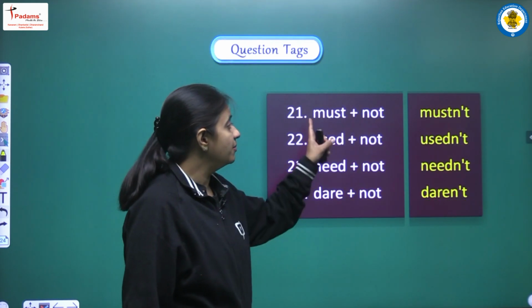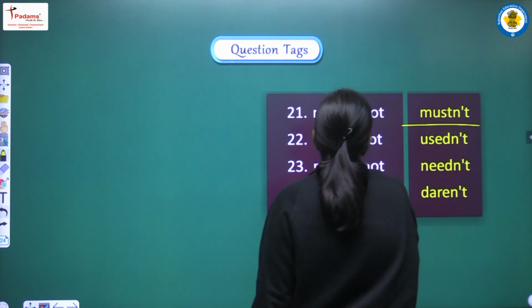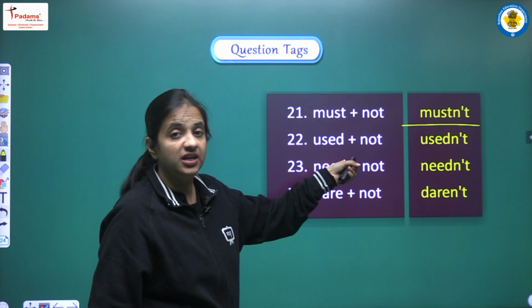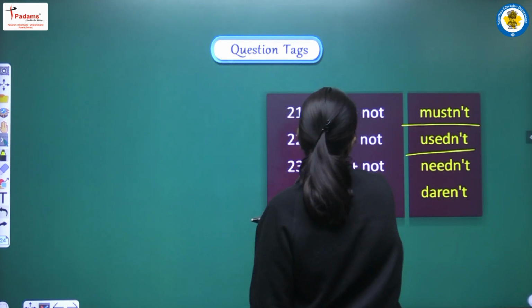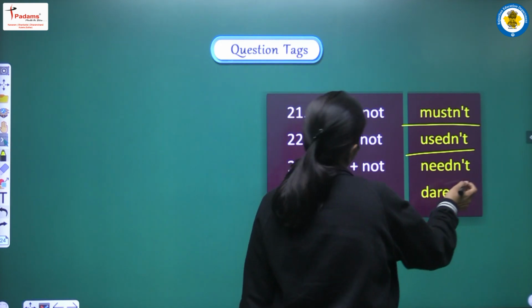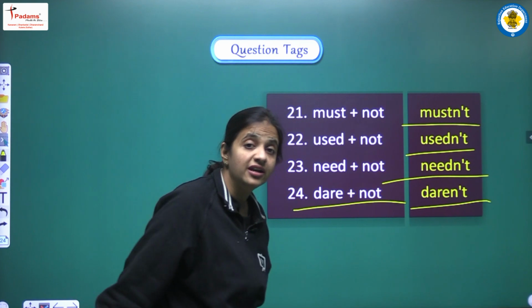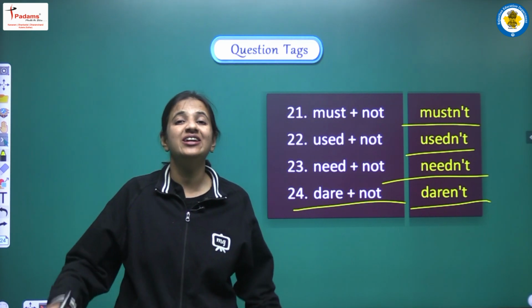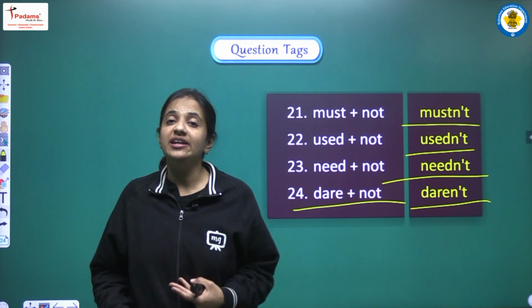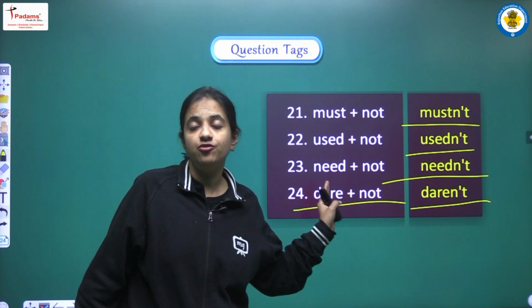Then we are having must plus not, so it will be mustn't. Then we are having used plus not, it will be usedn't. Then need plus not, it will be needn't, and dare plus not, it will be daren't. So students, we have discussed all the auxiliaries that we are having, including the helping verbs and including the modal auxiliaries also. So total we are having 24 auxiliaries.